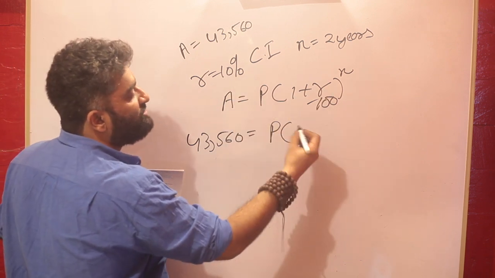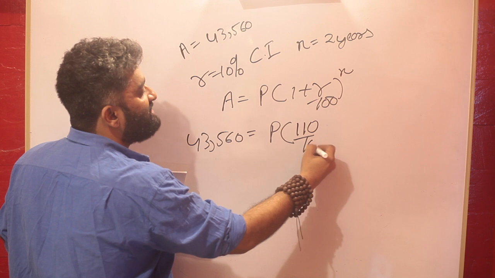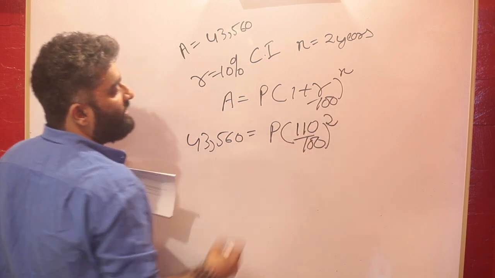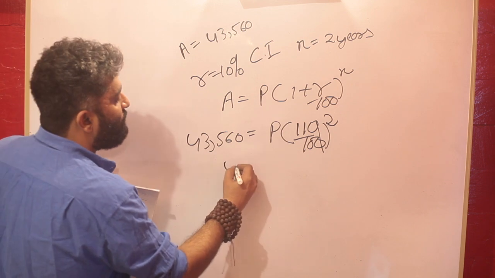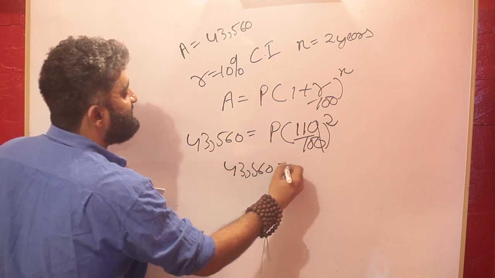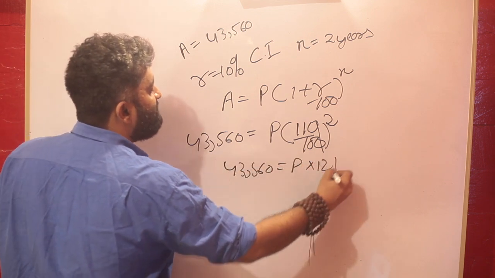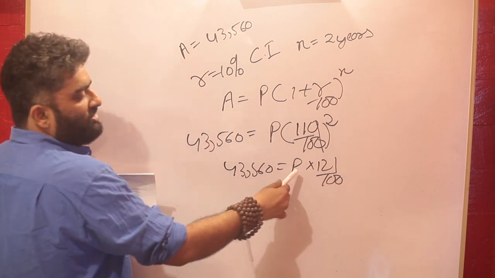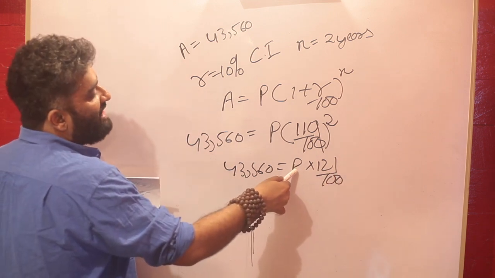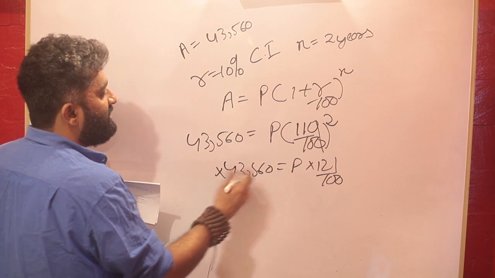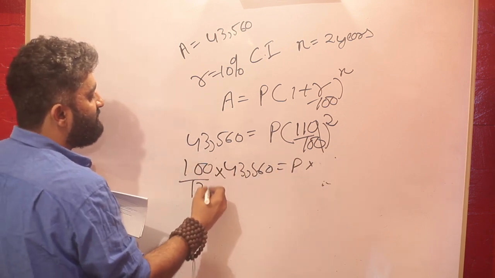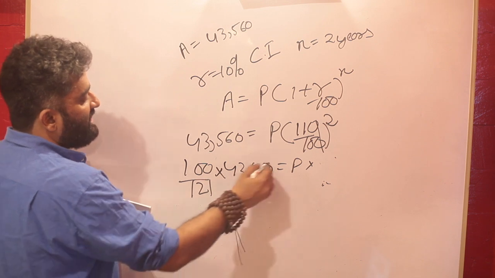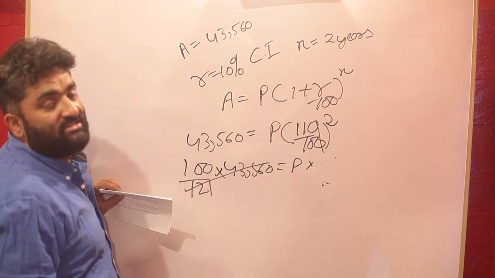R is 10%. You should be faster by now. This is 110 by 100 square. This 0 gets cancelled, so 43,560 is equal to P into 121 by 100. So all I have to do to figure out the value of P is move this 121 by 100 to this side. It will become 100 by 121. Calculate this and you will get your answer.